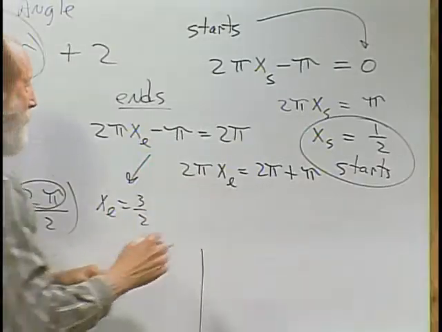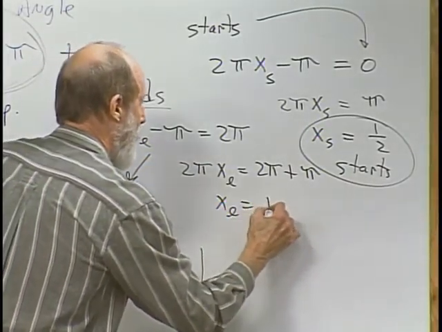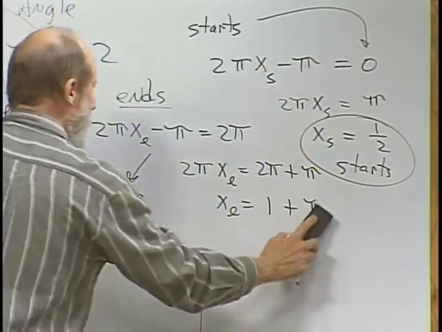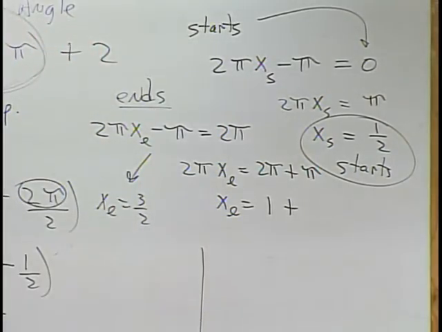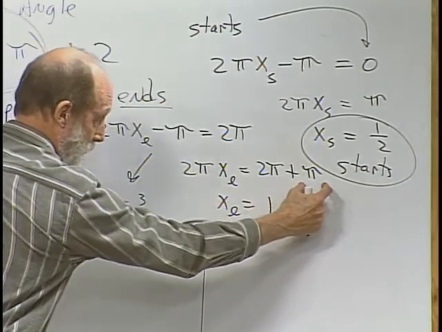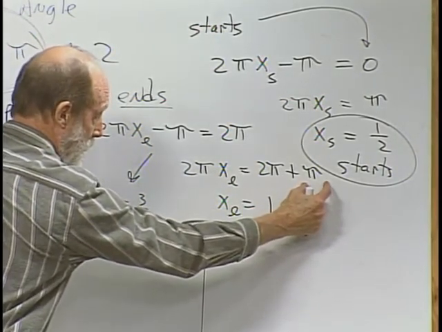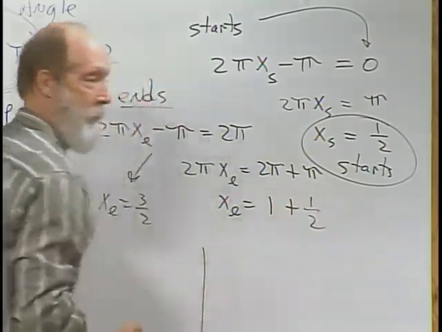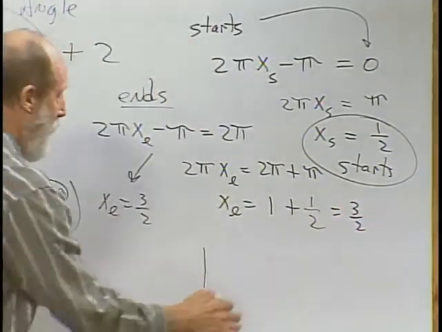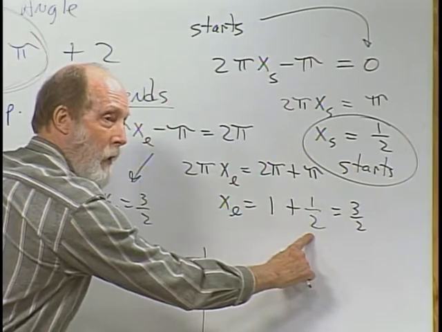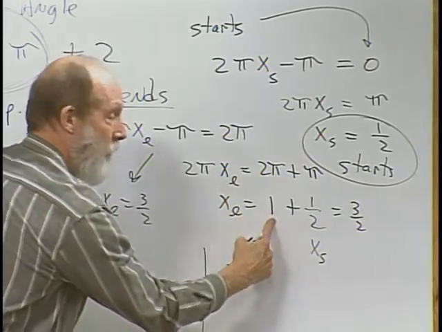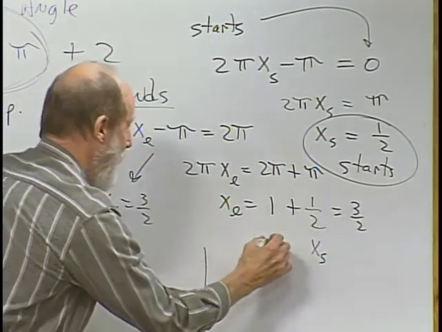Now divide both sides by 2 pi, and we get 1 plus, whoops, 1 plus what? When you divide by 2 pi, folks, 1 divided by 2 pi, what do you get there? 1/2. Which is your 3/2. What's this? Isn't that your starting point? And what's this? Period. Isn't that your period?